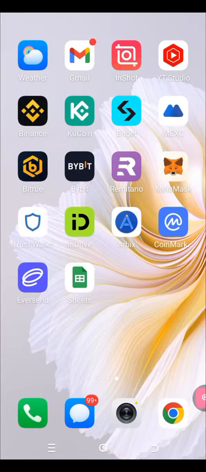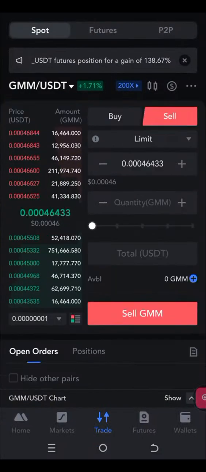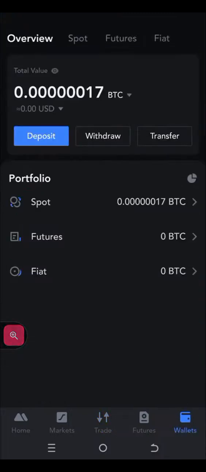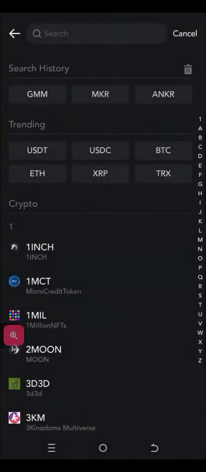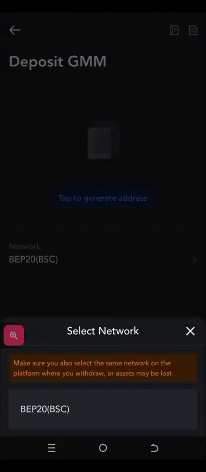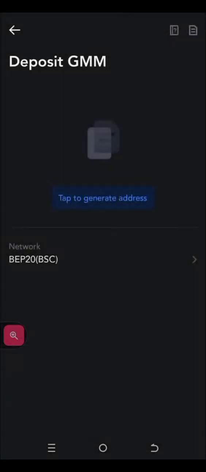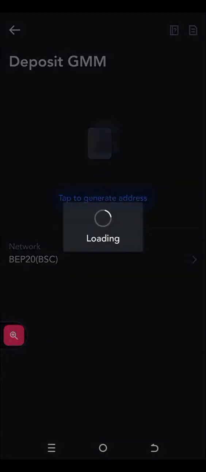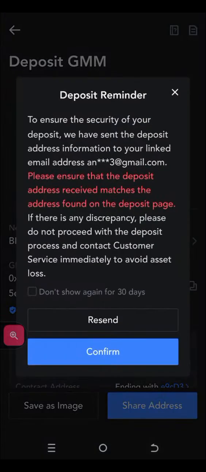So we're going to go over to Mexi and take every single thing. I hope the price is still good. Let's click on that. If not, we're going to set a sell limit, whatever it is, right? So we want to deposit it, and then we're depositing GMM. Okay, BEP20, right? That's what we want. Okay, we're going to tap to generate it. So let's see. Ensure. All right. Yeah. Okay, no problem.